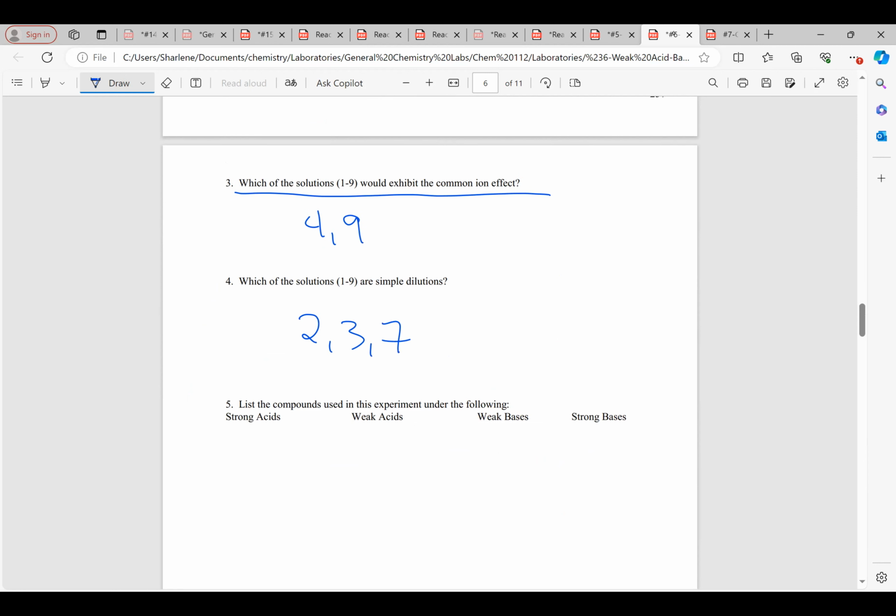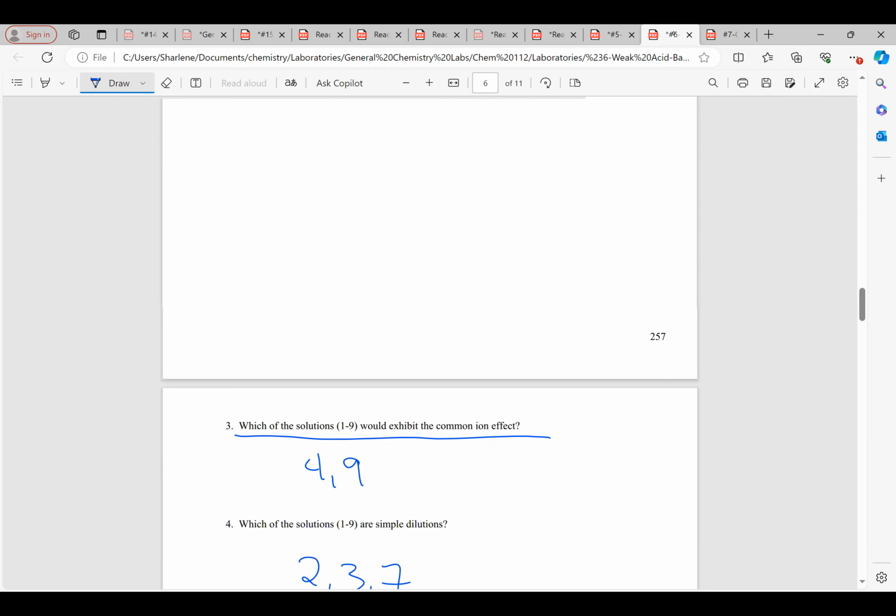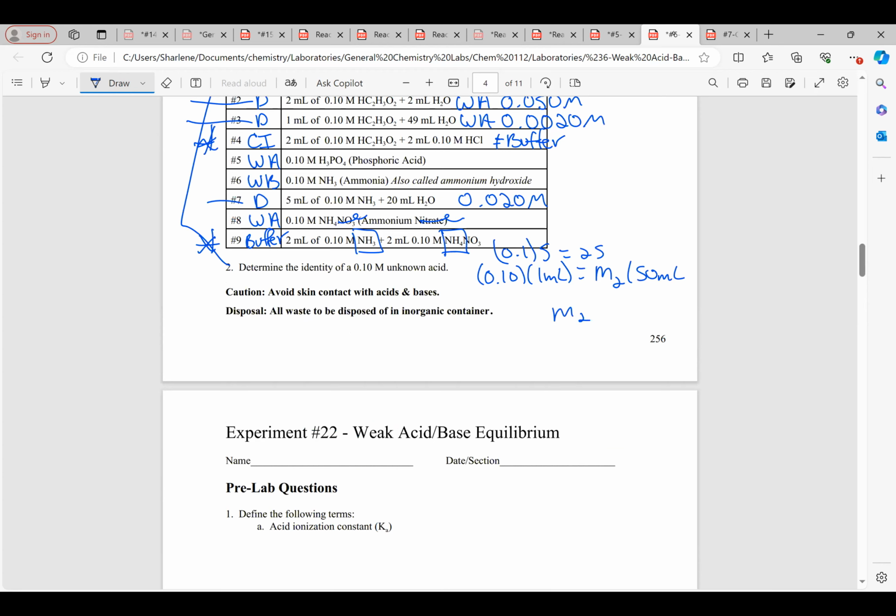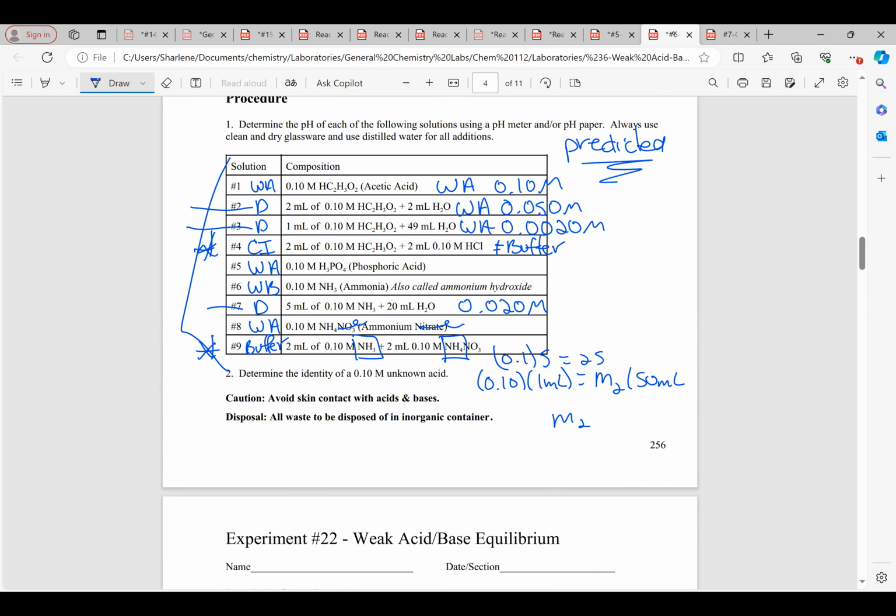And then what strong acids did I have? There was some HCl. Weak acid was vinegar and ammonium. Weak bases was ammonia. And I think I had some sodium hydroxide in there. So I'm just going through and now identifying them as weak acids and strong acids. All right. So vinegar was weak. Oh, phosphoric was weak.